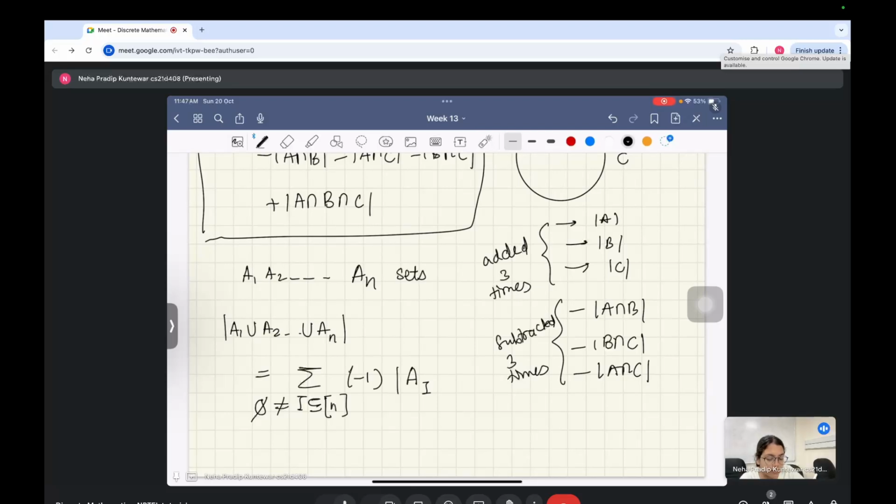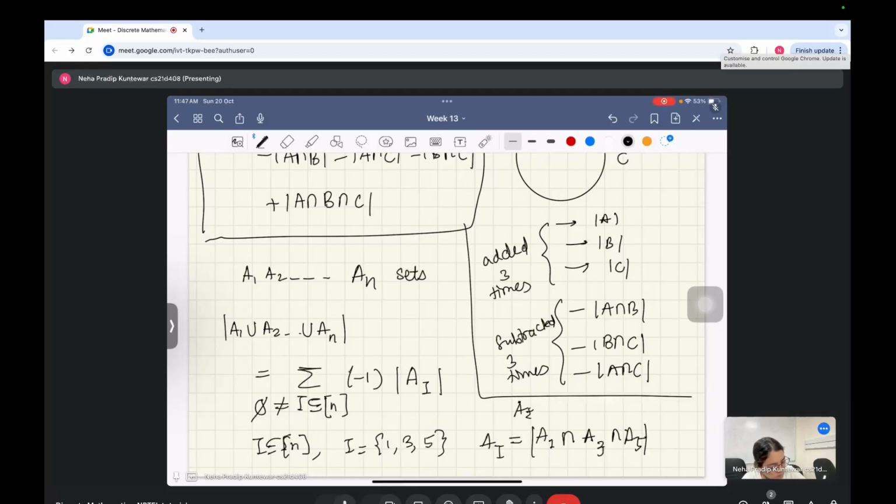is that you find the value of ai for it. And what do I mean by ai? Ai is simply, maybe I'll show it with an example. So let's say I is a subset of n, right? So let's say I is 1, 3 and 5. Then how do I define ai? Ai is nothing but a1 intersection a3 intersection a5. So in general, ai is nothing but the intersection of ais for i in I.